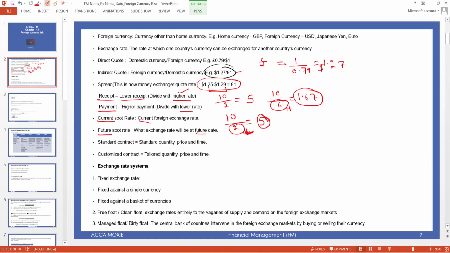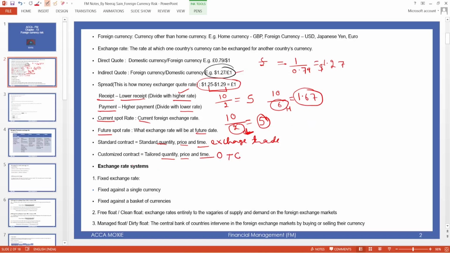next is the standard contract. Standard contract is standard. It means the quantity, price and time are already defined. It is also exchange traded. It means they are traded on the stock market. Okay, but in the customized contract, you go to the bank and customize according to your requirement. You tell how much quantity you need, at what price, and when you want to buy or sell. So it is an OTC contract.